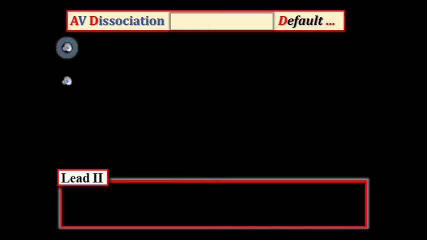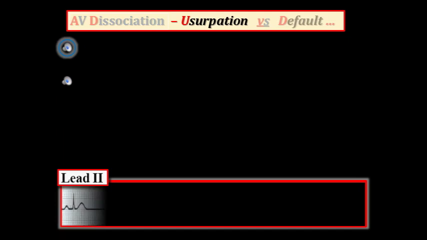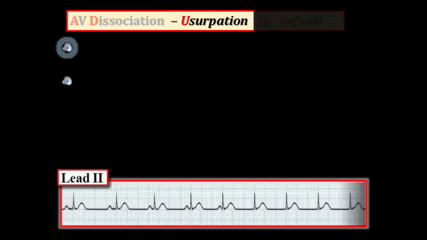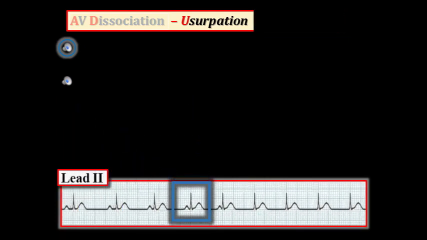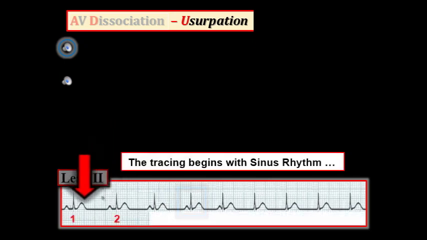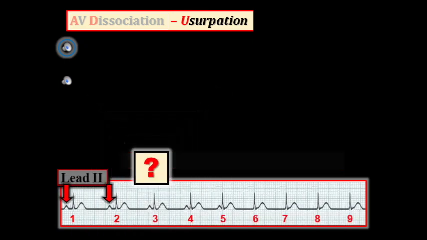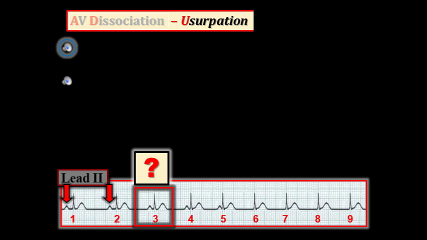In contrast to AV dissociation by default is AV dissociation by usurpation. Consider this rhythm strip. The QRS complex is narrow throughout, so the rhythm is supraventricular. The tracing begins with sinus rhythm for the first 2 beats, and then what happens? Although we might be uncertain if beat number 3 is conducting, there should be no doubt that the PR interval preceding beats number 4 and 5 is clearly too short to conduct.